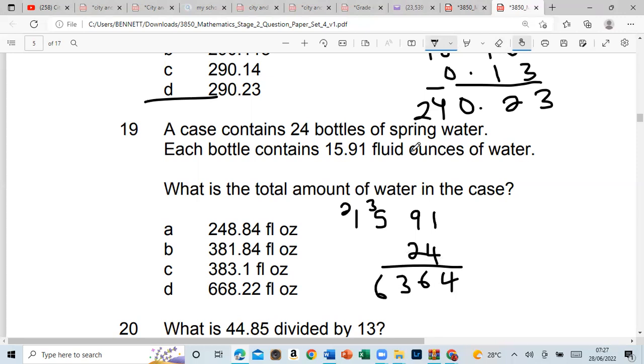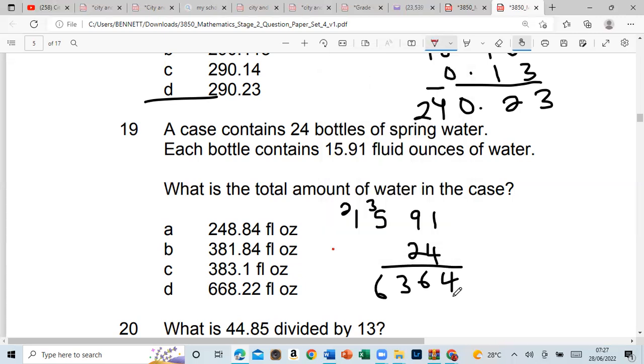And now we're going to be multiplying by, let's check again. 4 times 1 is 4. 4 times 9 is 36. 4 times 5 is 20, and that's 23. 4 times 1 is 4, and that's 6. That's correct.